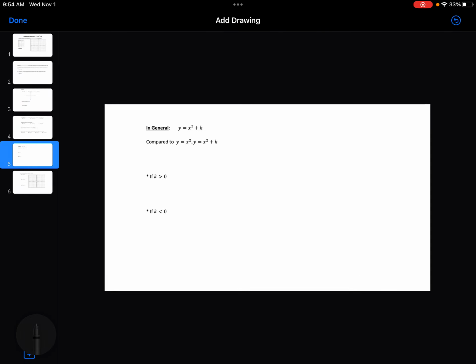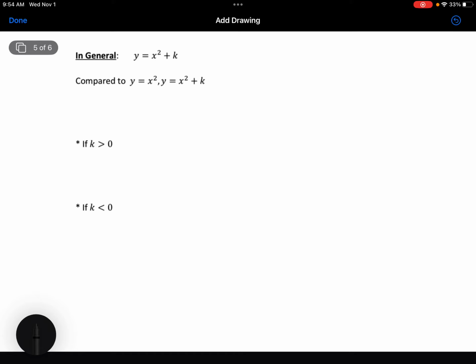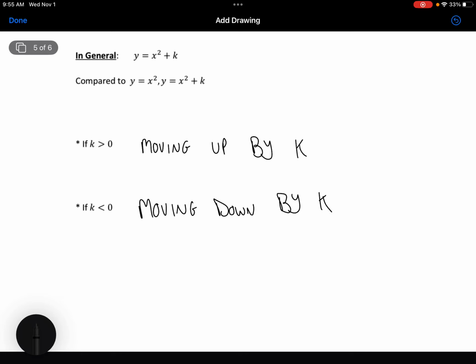It doesn't change my axis of symmetry because we haven't moved left or right, and the graph is symmetrical left to right. So in conclusion, when we're looking at these graphs, if we have y equals x squared plus k, and k is greater than 0, we're moving up by k. If it's less than 0, we're moving down by k. And the vertex for the first one, if it's greater than 0, would be 0 and k. The vertex for the second would be 0 and negative k because we've moved down.